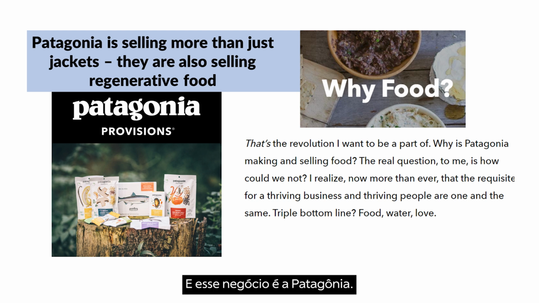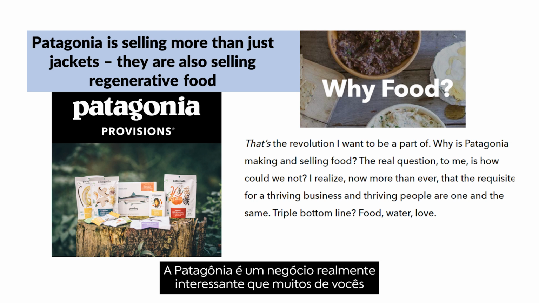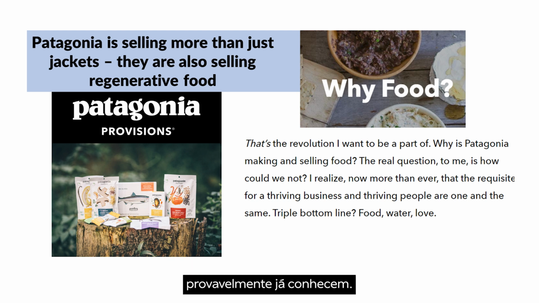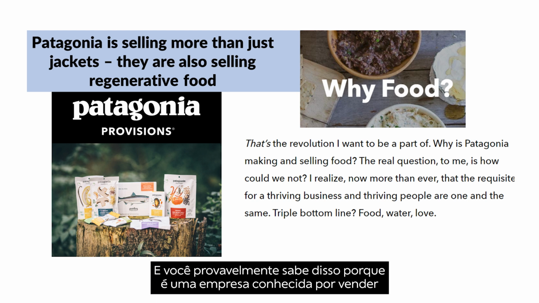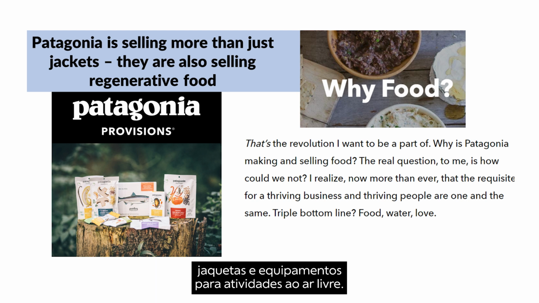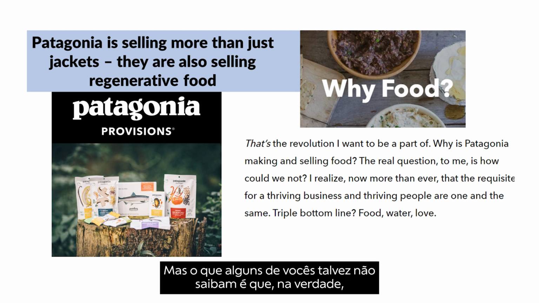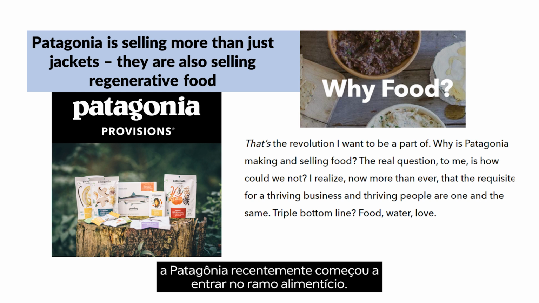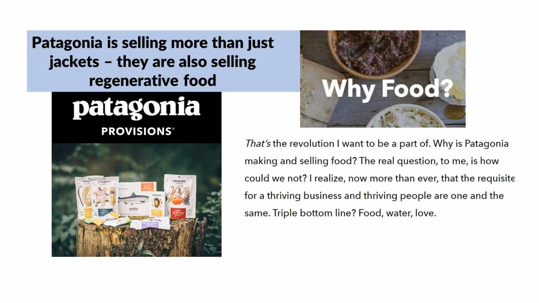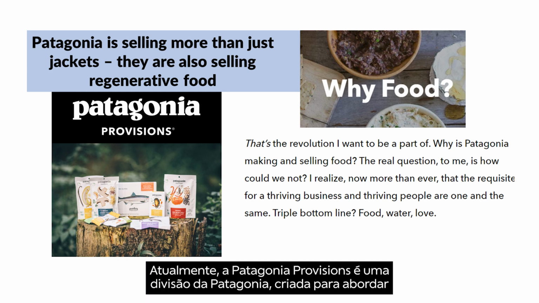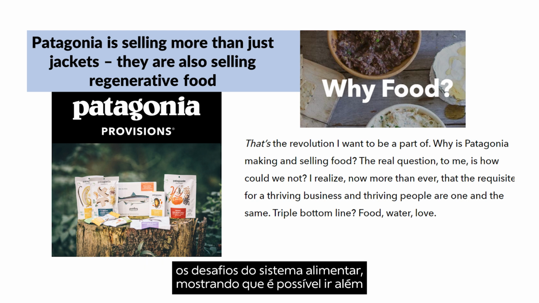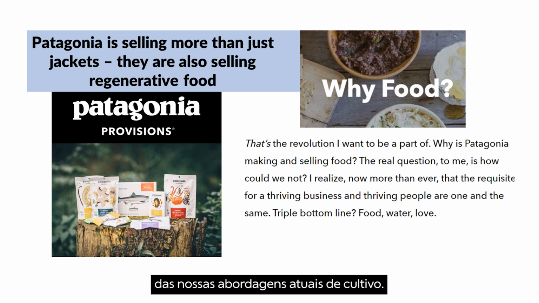And that business is Patagonia. Patagonia is a really interesting business that many of you will probably already know. And you probably know it because it's a business that's known for selling jackets and outdoor gear. But what some of you might not realize is that actually Patagonia has recently started to get into the food business. Now, Patagonia Provisions is a division of Patagonia, which was created to address the challenges in the food system by showing it is possible to go beyond our current cultivation approaches.